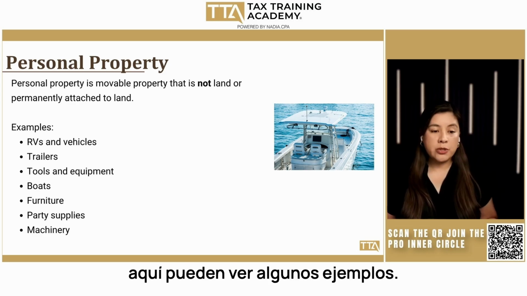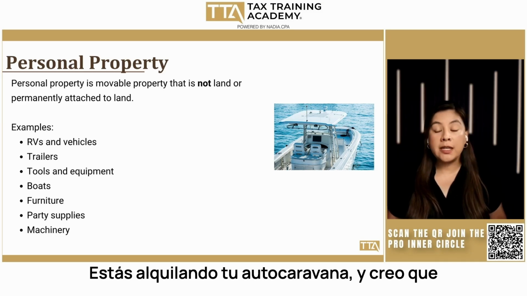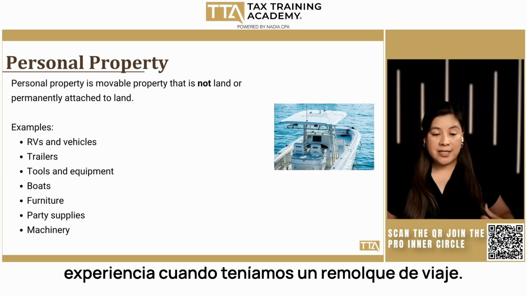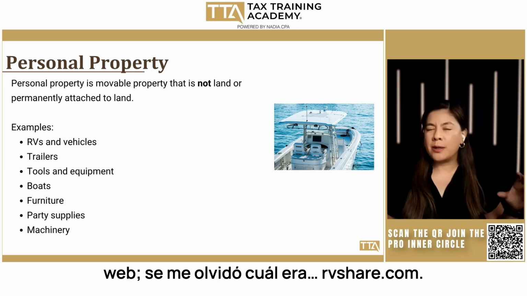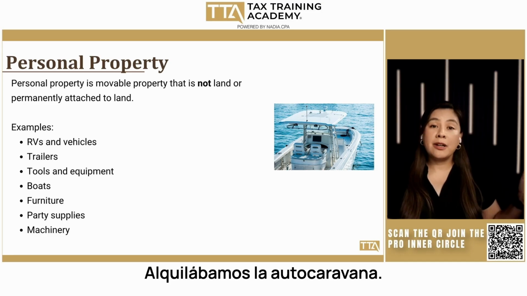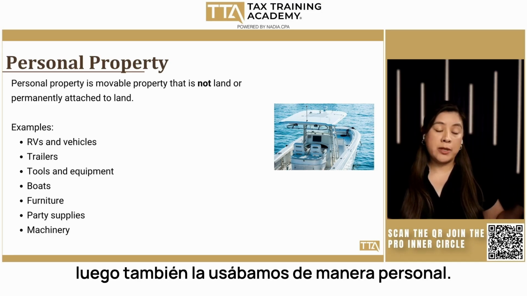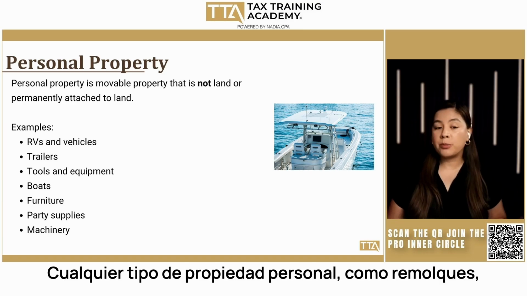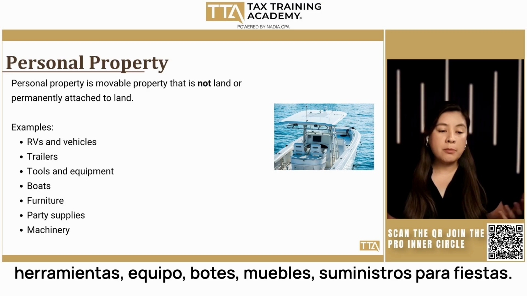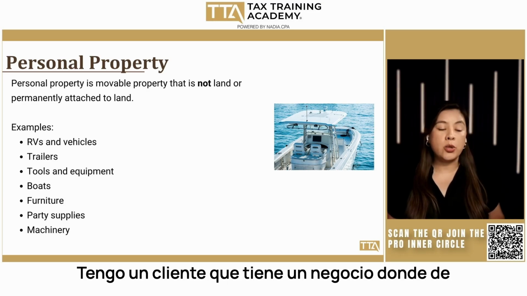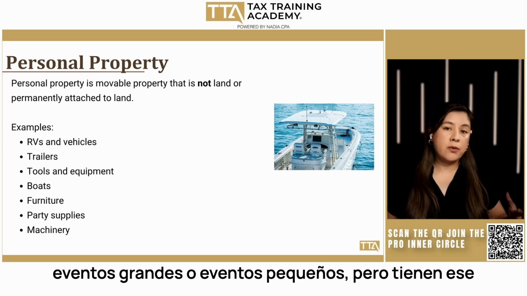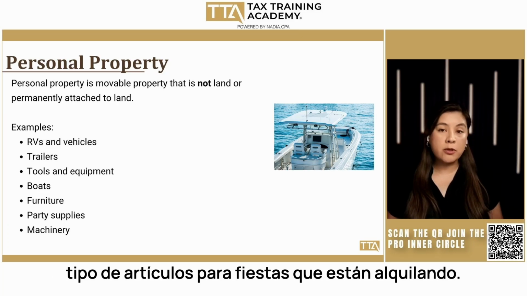When we talk about rentals, you can see here some examples. You're renting your RV, which I think I've told several of you our experience when we had a travel trailer. We rented it out through a website, rvshare.com. If we're not using it, we rented it out, and then we used it personally. So yes, this is personal property. Any type of personal property like trailers, tools, equipment, boats, furniture, party supplies. I have a client who actually does this: they rent out chairs and tables for big events or small events, those kinds of party supplies, and machinery.